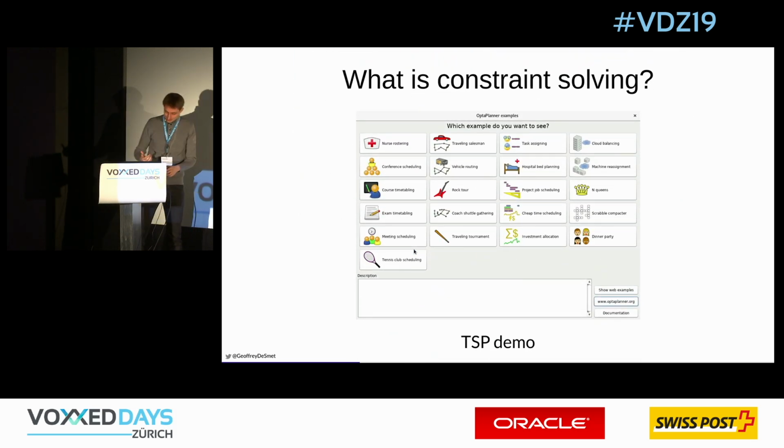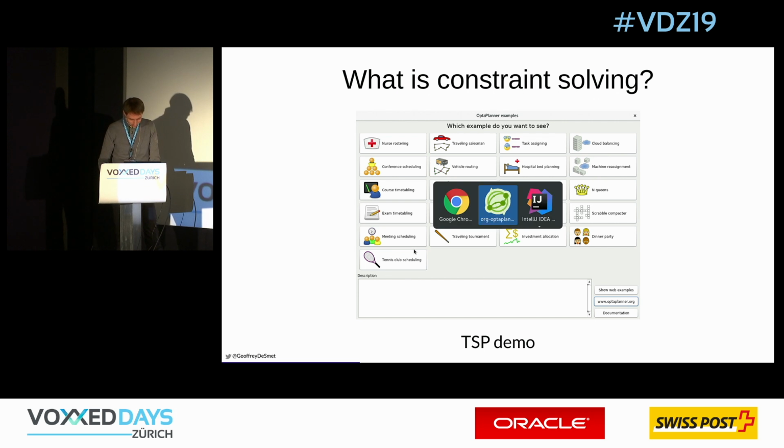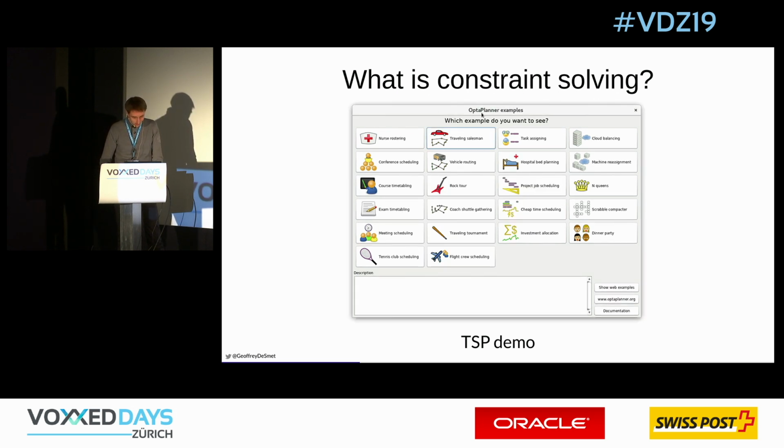So what is constraint solving? Constraint solving is solving this problem, so let's take a look. This is the OptaPlanner examples app. This is in an old school technology, Swing, but I'll show some in the newer technologies too. And OptaPlanner is just a library below that, so it has no connections whatsoever with the Swing stuff. You can see we have many examples ranging from hospital bed planning to planning dinner parties or weddings and flight crew scheduling and stuff like that.